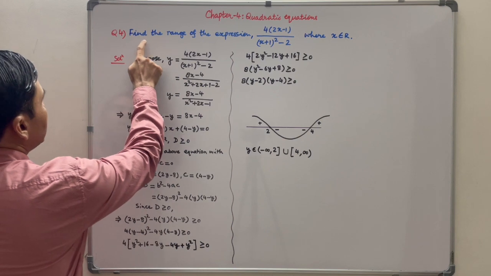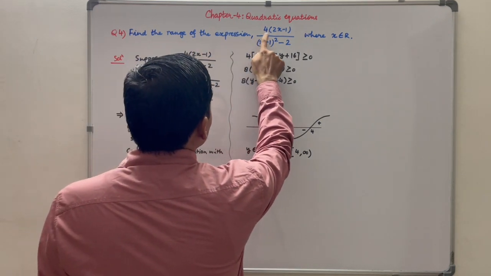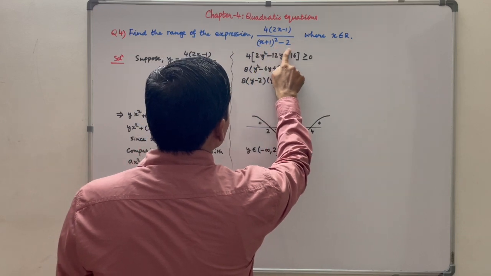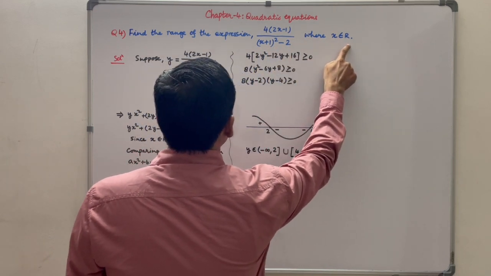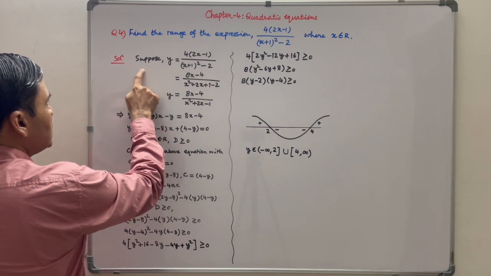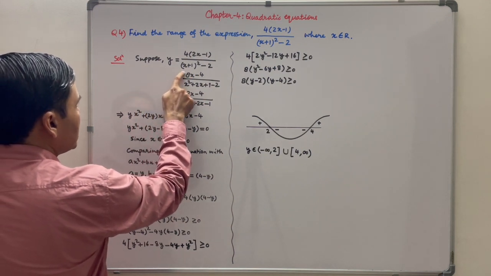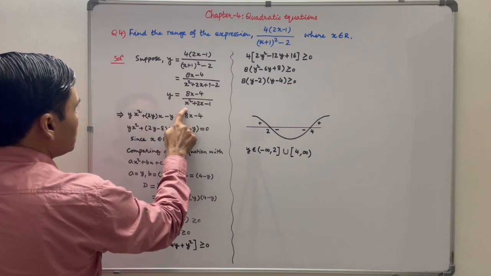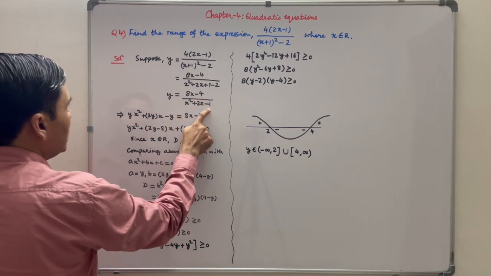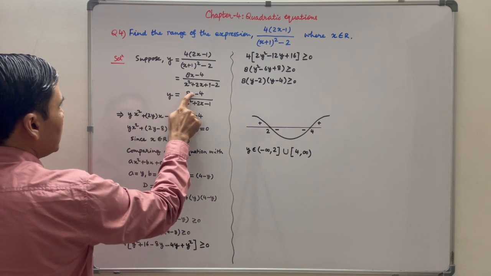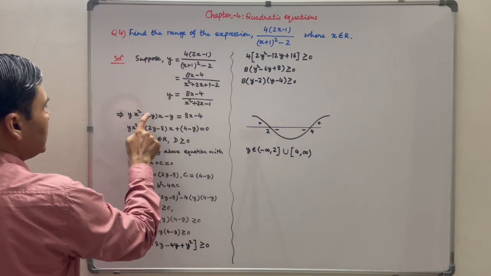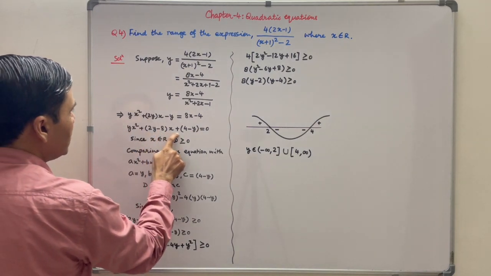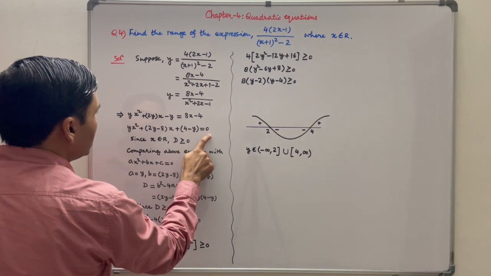Last question: find the range of the expression 4 into ((2x - 1)/(x + 1))² - 2, where x is real. To solve such questions, suppose y is equal to the given expression. So y is equal to (8x - 4)/(x² + 2x - 1). Cross multiply to get a quadratic equation in x, and that is yx² + (2y - 8)x + 4 - y = 0.